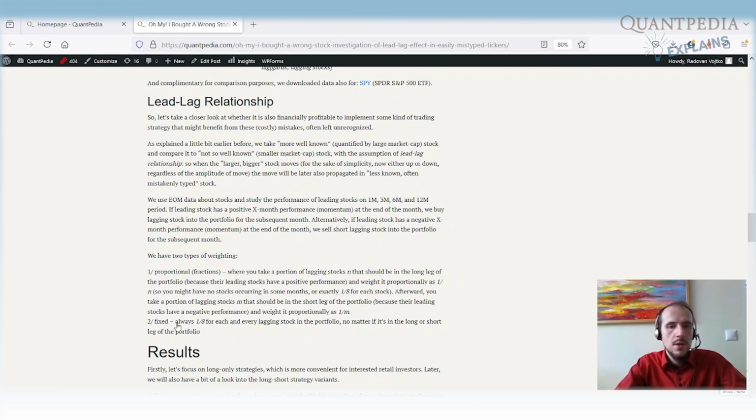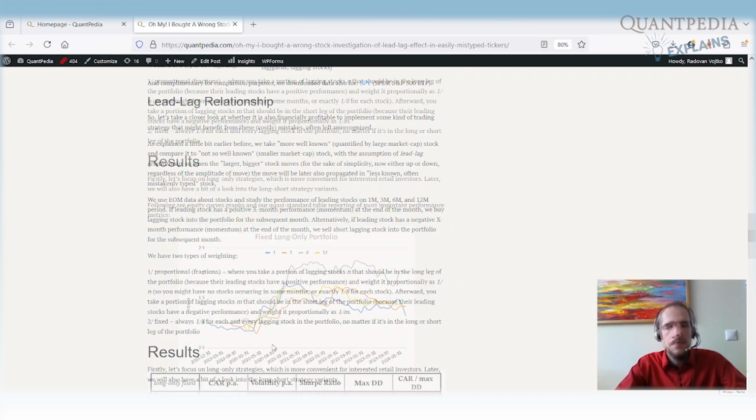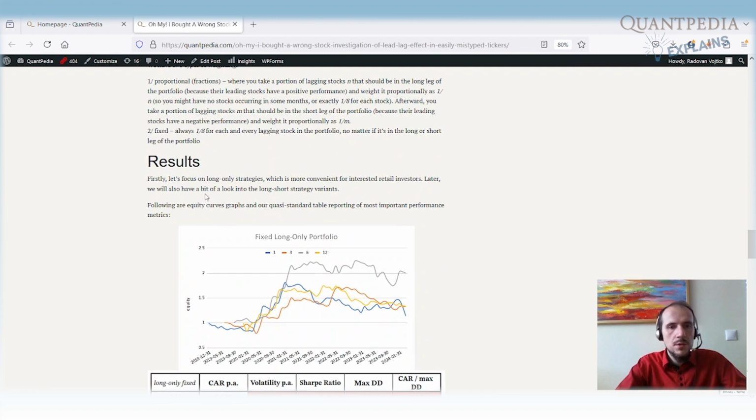That's the proportional. Or we have a fixed weighting, so we always invest 1/8 into each stock because we have 8 stocks, so 12.5%. No matter if you should go long the stock or if you should go short the stock. Let's take a look at strategies. So firstly, let's focus on the long only strategies. They are easily traded and can be interesting for retail investors. And later we will take a look at the long short strategy variants.